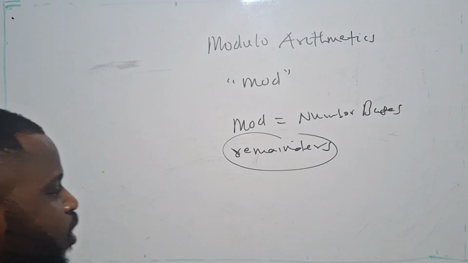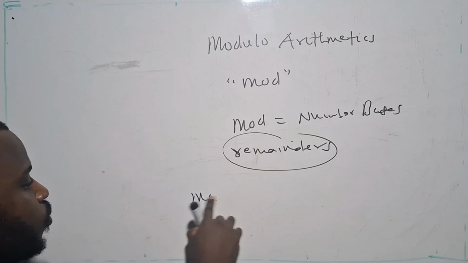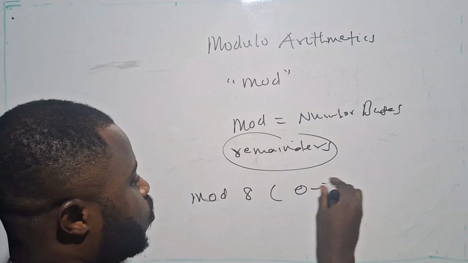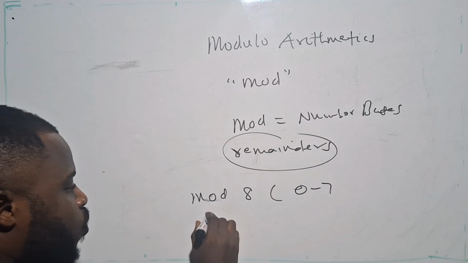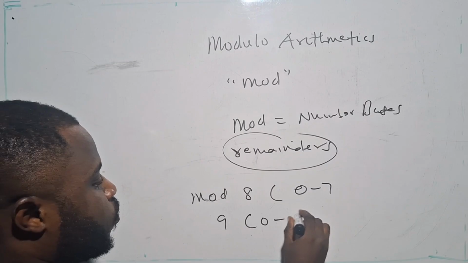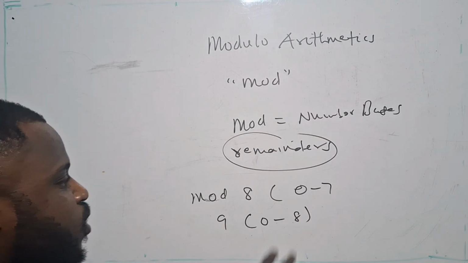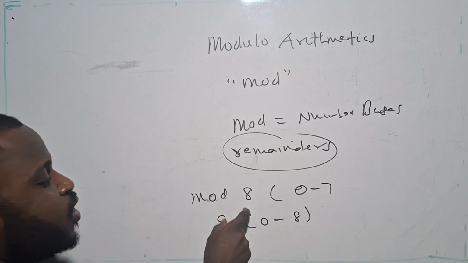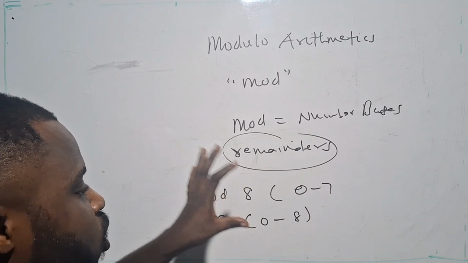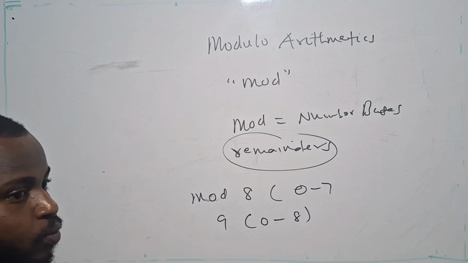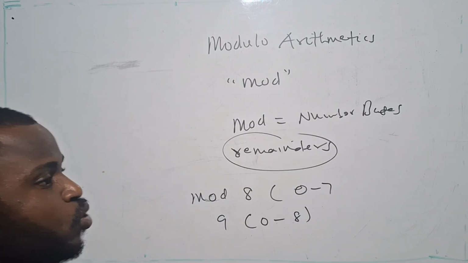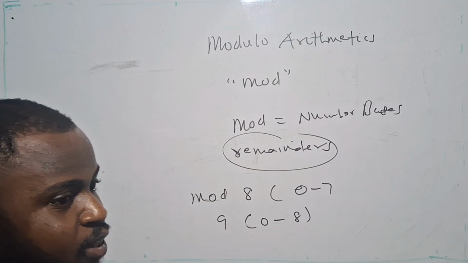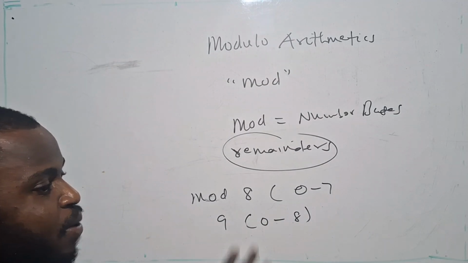One thing you need to know is that if you are working with mod 8, you need numbers from 0 to 7. If you are working with mod 9, you need from 0 to 8. So the answer of any modulo should be less than the mod. So you can't work with mod 8 and get 8 as an answer. It is not accepted as a principle in number bases.